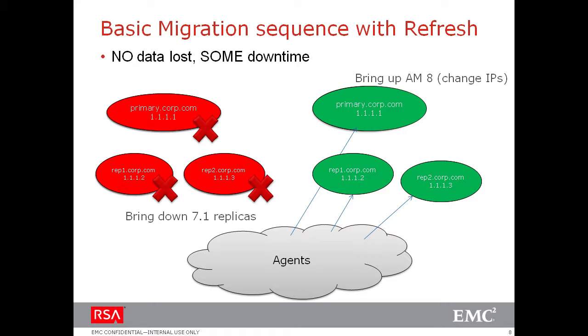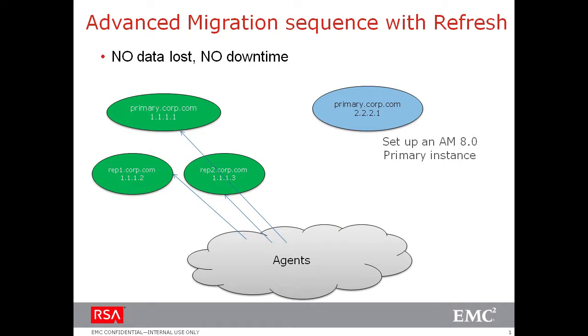At this point now, the cutover is complete and the new 8.0 system is online. Okay, let's walk through the advanced migration sequence with a refresh. This scenario offers no data loss and no downtime, but it is a little more complicated. Here we'll have a primary and 2 replicas and migrate to another environment with a primary and 2 replicas.